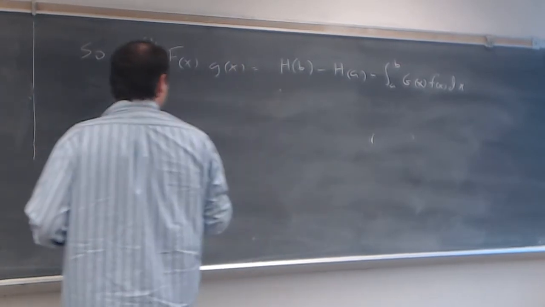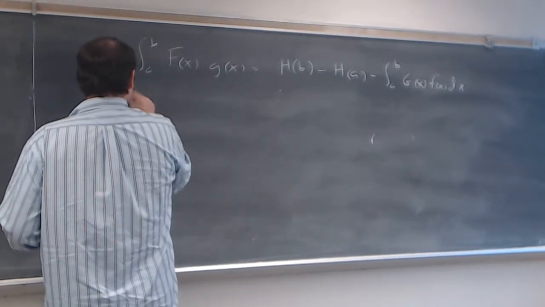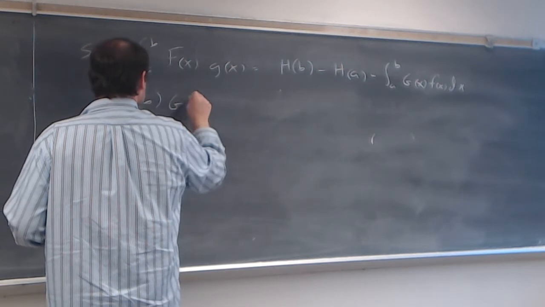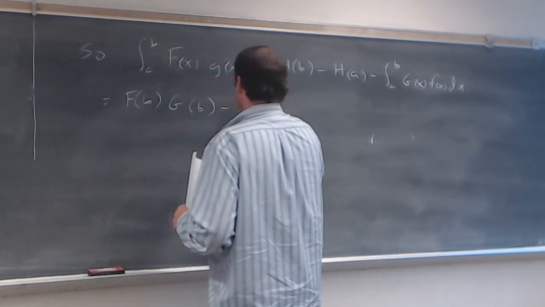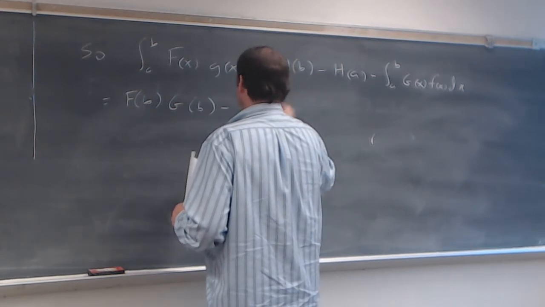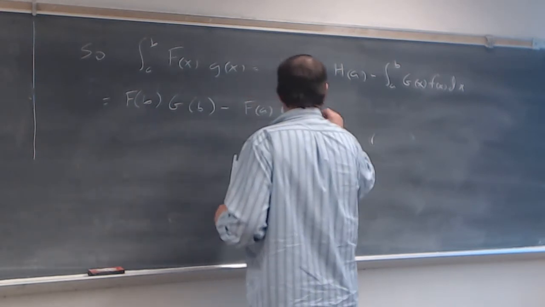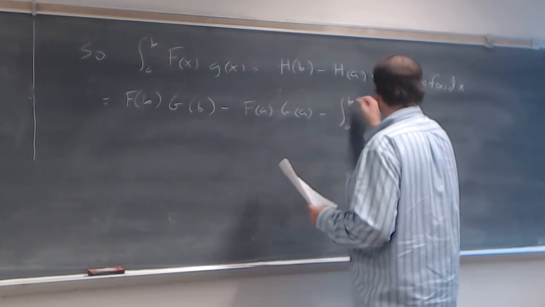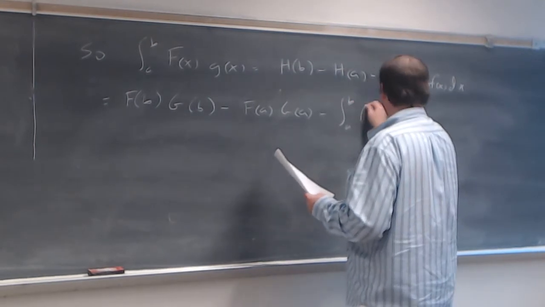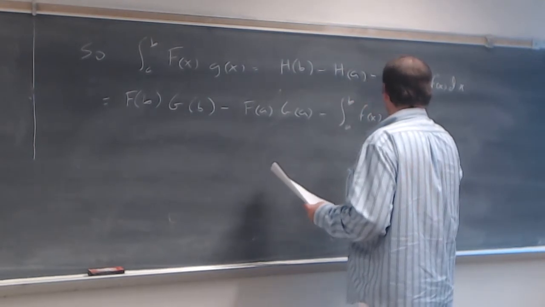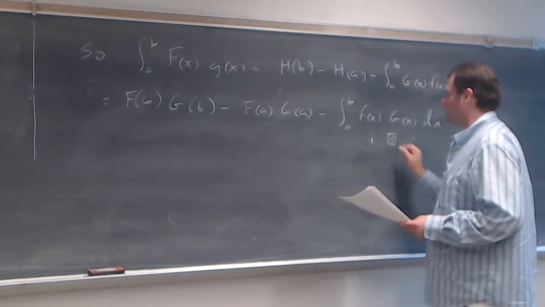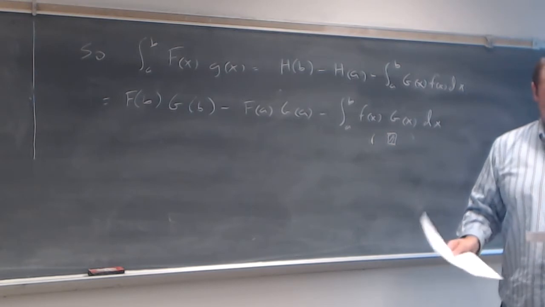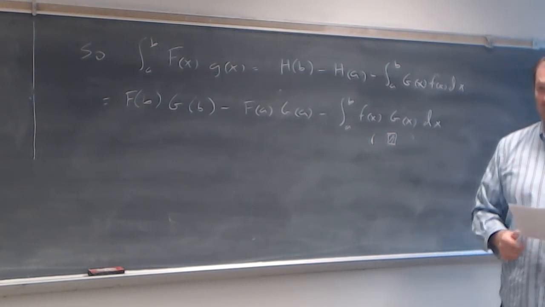Now, just replacing h of b by what it's equal to, that's f of b times big G of b, by definition of what f is, what h is, minus f of a times big G of a, minus this integral from a to b of, I'll rewrite this just as f of x times big G of x dx. And that's what we wanted to show. So that proves integration by parts for me.